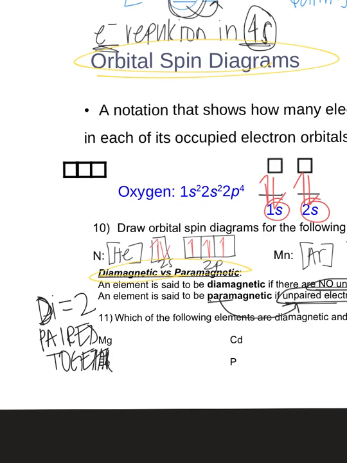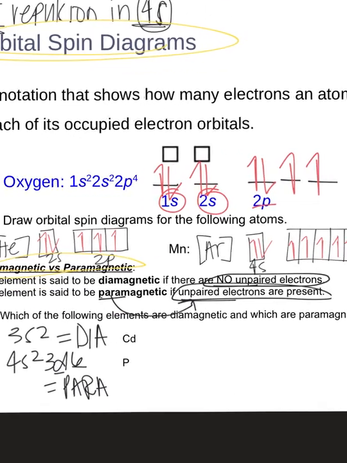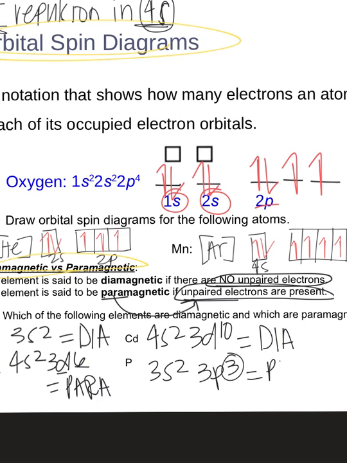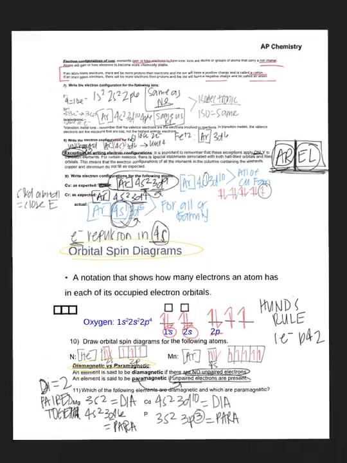So I'm just going to write the end of these. Magnesium ends in 3s2, so that means that it is diamagnetic because it is paired off. I don't have any unpaired electrons when I draw out that entire diagram. Down here I've got iron. Iron ends in 4s2, 3d6. So 6 means I do have some unpaired electrons because it can hold 10 in the d orbital, so this is going to be paramagnetic. Over here to cadmium. Cadmium 4s2, 3d10. Everything's all paired up, so this is diamagnetic. Phosphorus ends in 3s2, 3p3. So I've got these 3 unpaired electrons, which is paramagnetic. So not too bad of a concept.